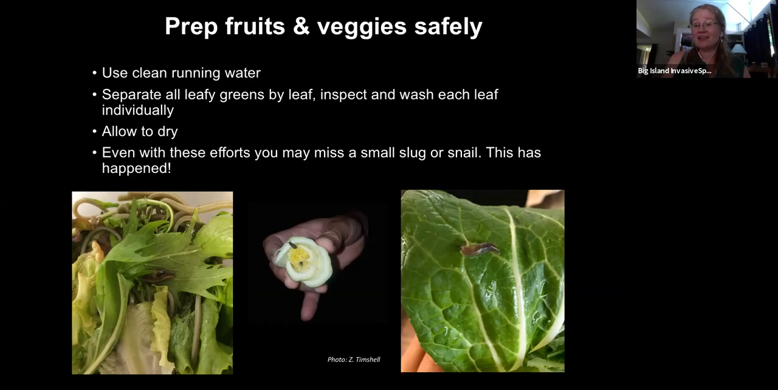Again, drying: if you let your veggies dry out, and there was anything on it, the parasite's not going to be able to survive. So drying is really good. And it's still possible to miss a snail or slug. These guys are really good at hiding in there.